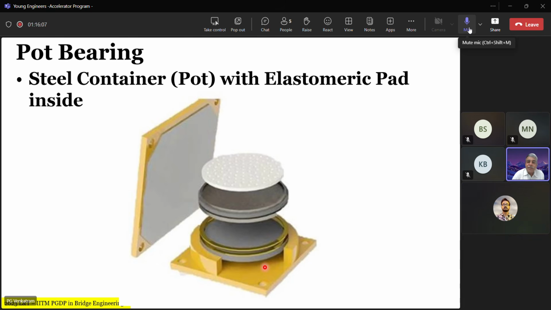You are describing all qualitative. How do you achieve good contact? Remember, the bearing comes from a factory. Pedestal is cast in situ. So how do you achieve good contact?